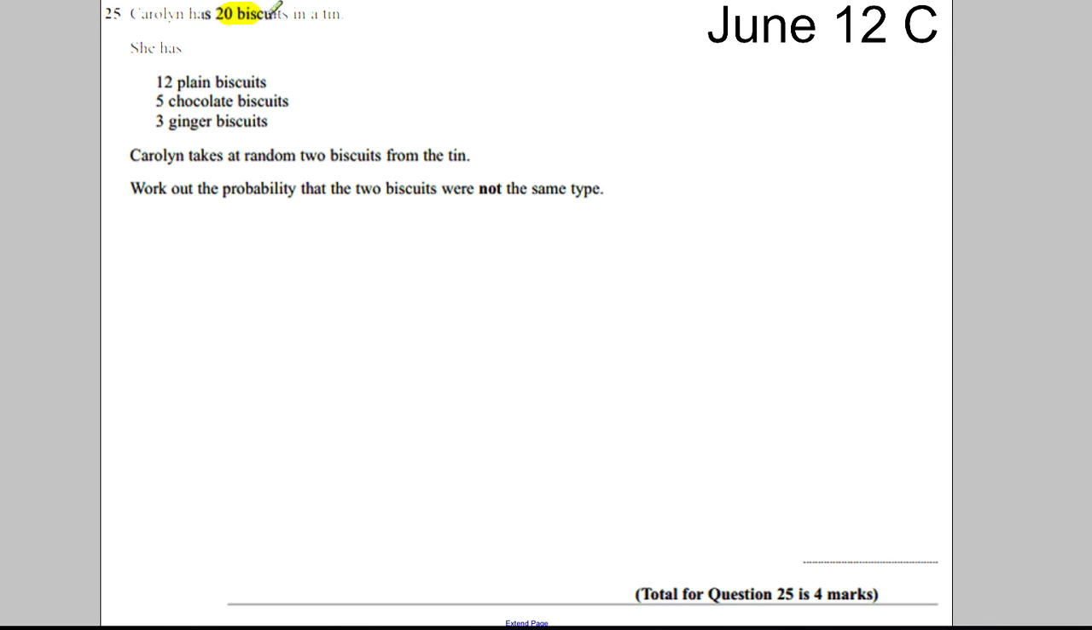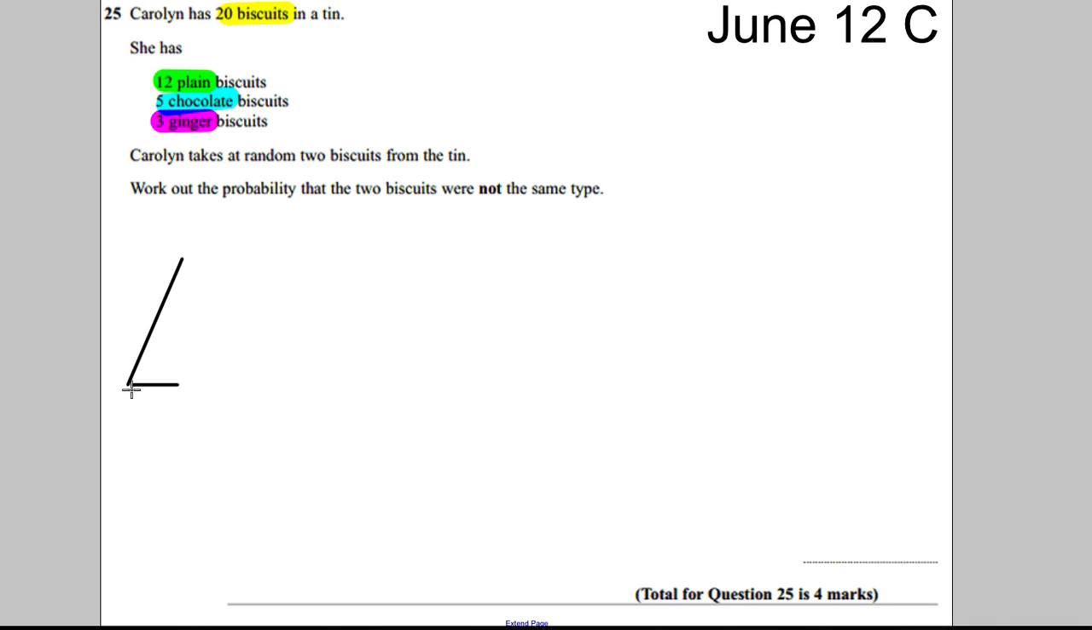Okay, there are 20 biscuits in the biscuit tin: 12 plain, 5 chocolate, 3 ginger. They take 2 at random, Caroline, so she doesn't replace them, she eats them. Work out the probability they're not the same. It's very like the last question, so it's time for a tree diagram.